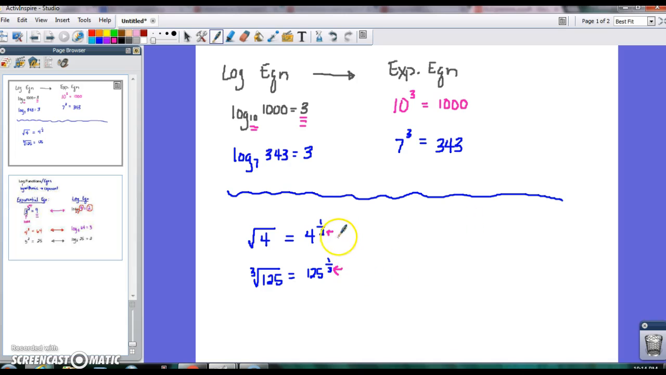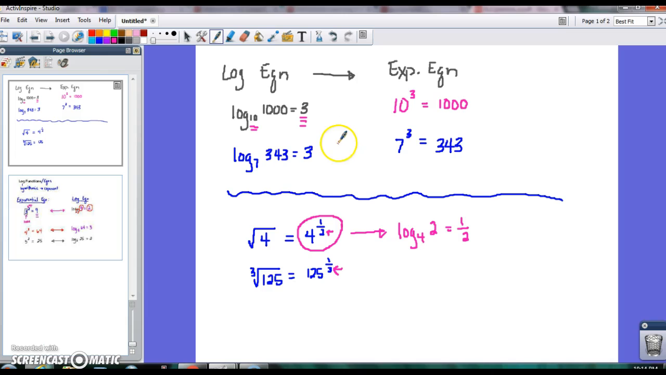So I can take this term 4 to the 1/2 and I can actually write it in log form. I can say log base 4, if my exponent is 1/2, then what number goes here? Well, what is the square root of 4? The square root of 4 is 2. So 4 to the 1/2 power is 2. That's all that is saying.